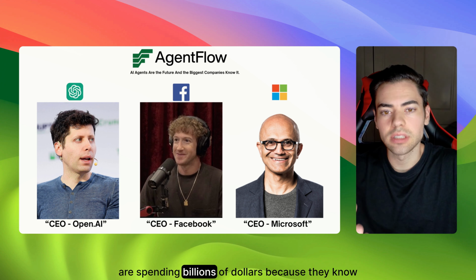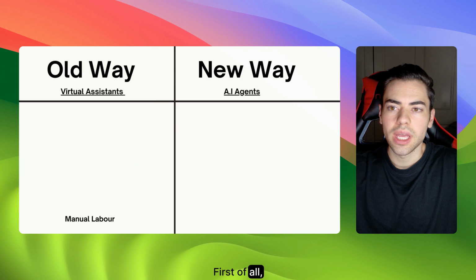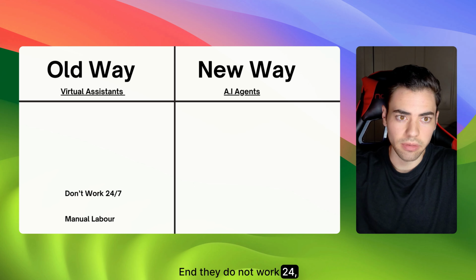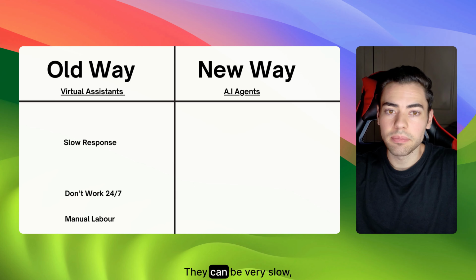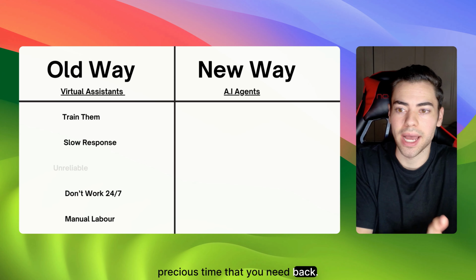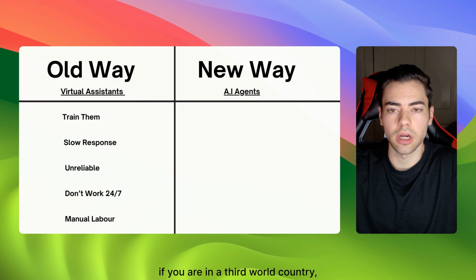So what does this mean for you? Well, most businesses at the moment that I've been working with are currently using virtual assistants, which is obviously great and it has its purposes. First of all, they require manual labor on your end or their end. They do not work 24/7 as they're still human. They can be very slow to respond since they're on the other side of the world. And you also have to train them, which is, again, precious time that you need back. And on top of this, they can be unreliable because if you are in a third world country, unfortunately, they do not have the best medical procedures and they can get sick.